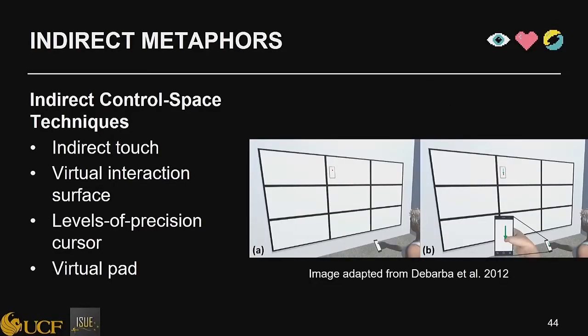Now, there's a whole set of metaphors called the indirect metaphors. Okay, and with these ones, you're not actually selecting or manipulating an object directly, whether it be pointing or whether it be with grasping. You're actually using something else, a third party, if you will. And there's several techniques that do this, and they tend to build on each other.